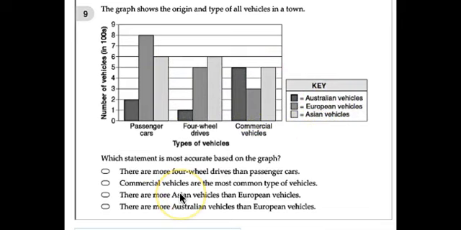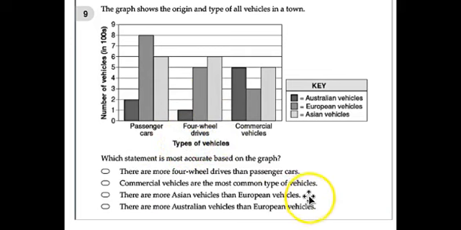And we have to choose the most accurate statement based on the graphs. It says there are more four-wheel drives than passenger cars. And look, you can clearly see, yes, we've got the same amount of Asian vehicles, but there are more passenger vehicles than four-wheel drives there, and also more than that here. I mean, you can just see that that one is not true by just looking at it, because the heights of these three columns are greater than those altogether.